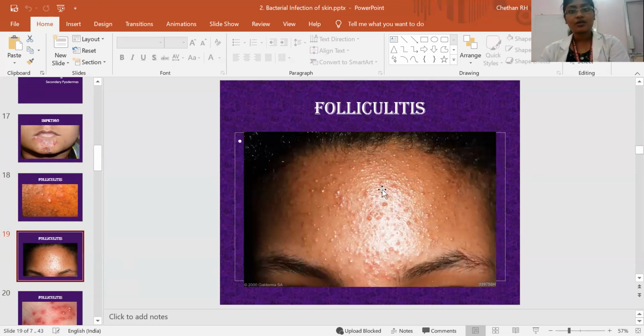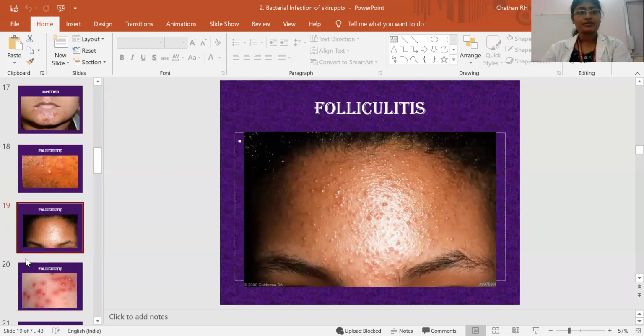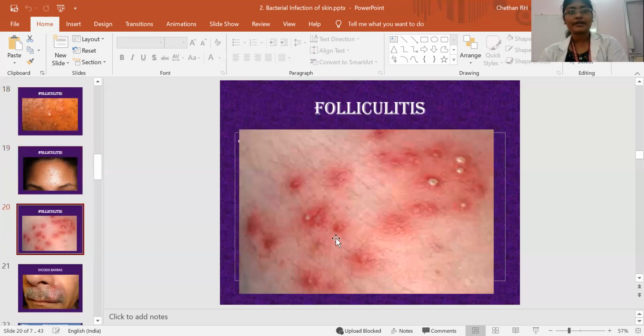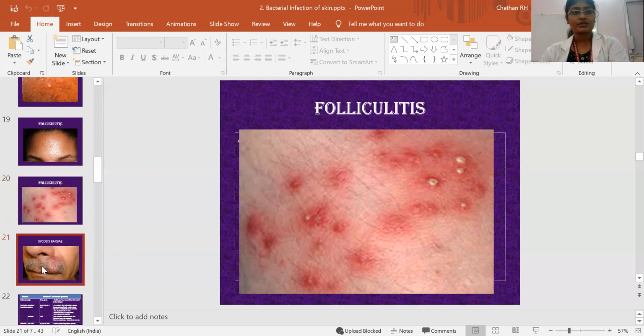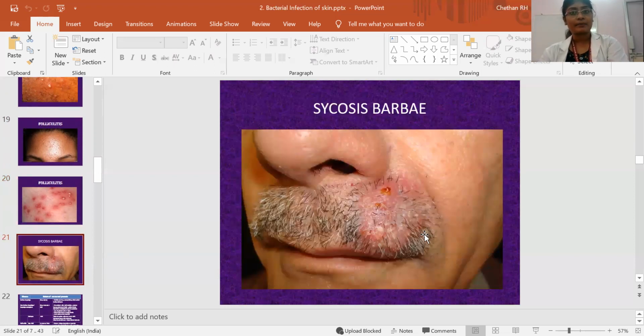Even this is also folliculitis, where there is an acute inflammation of the hair follicles. Folliculitis will manifest as pustules arising from the hair follicles. Again, this is another picture of folliculitis where you can see the pustules and the erythema. Erythema is also present, arising from each of the hair follicles. And this is nothing but sycosis barbae. Sycosis barbae, as the term suggests, is in the beard area, surrounding your mouth.